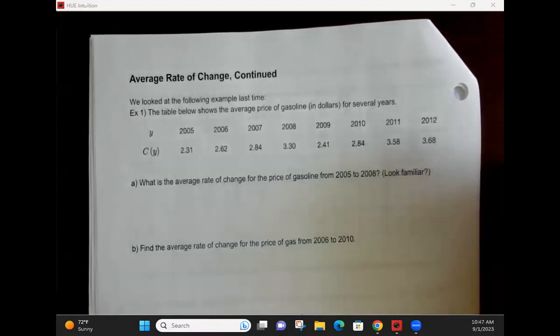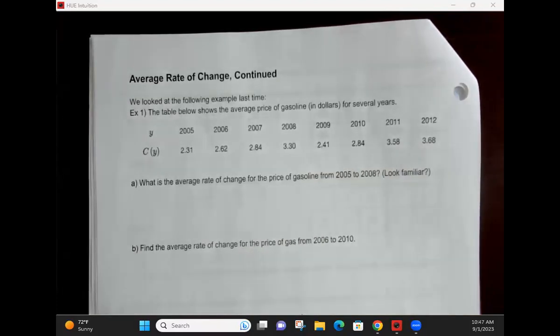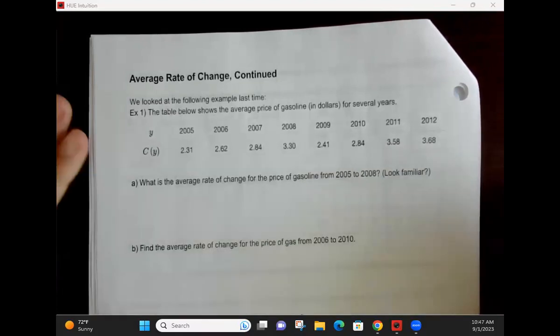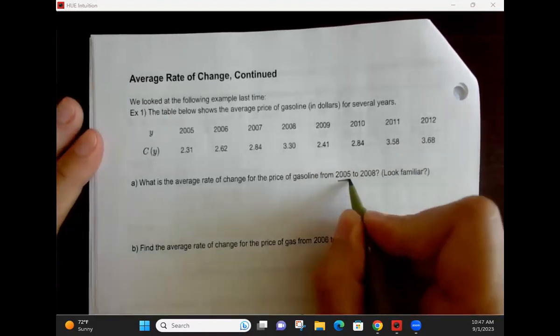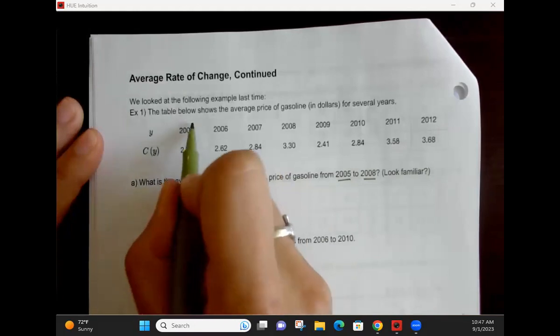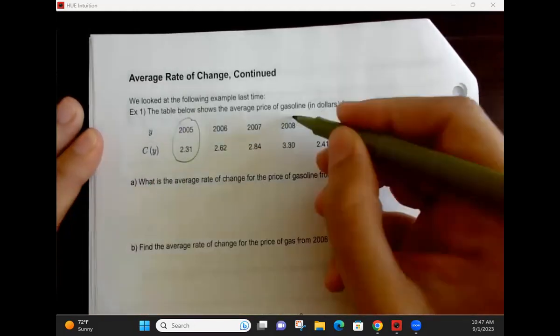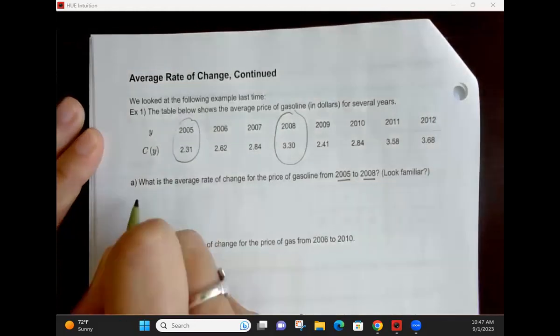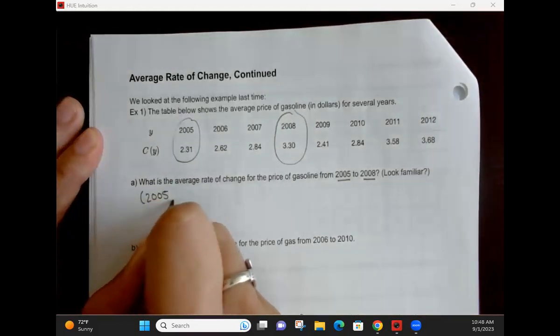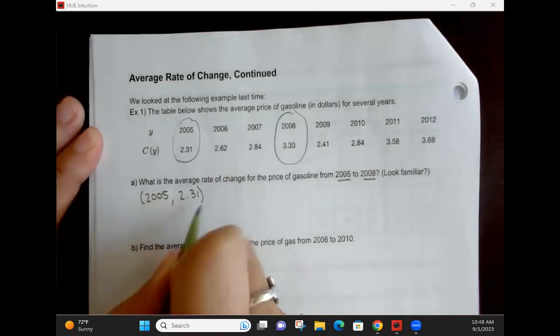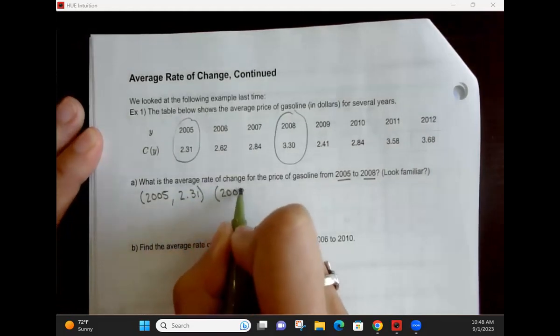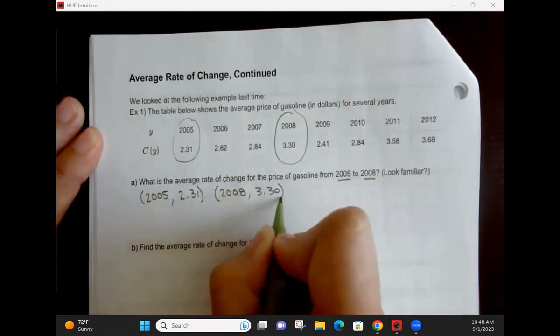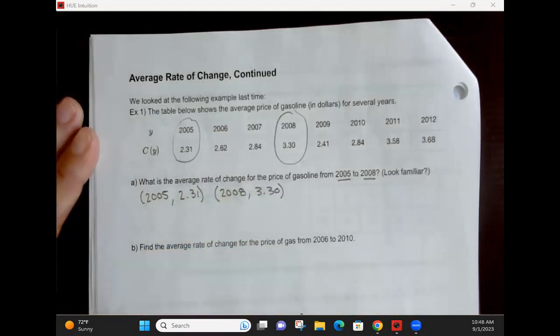This table should look familiar because we worked on this last time. This was, I think, example 2 from last time. And I want to start with where we were working yesterday. Again, if you were gone yesterday, this is a good, really quick review. So if I want to find the average rate of change for the price of gas from 2005 to 2008, that means I am looking at the price of gas in 2005, the price of gas in 2008. I am treating those as if they are ordered pairs. And then I'm finding the slope between those 2 points.